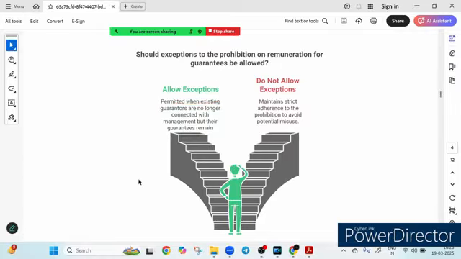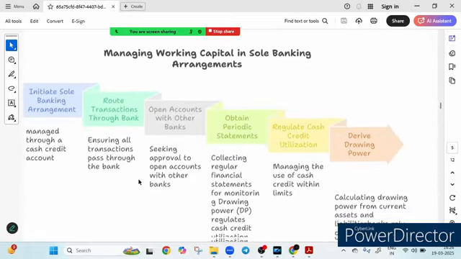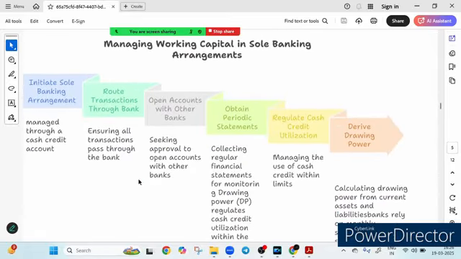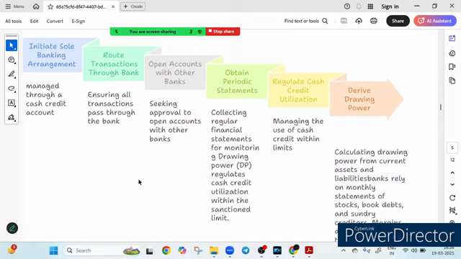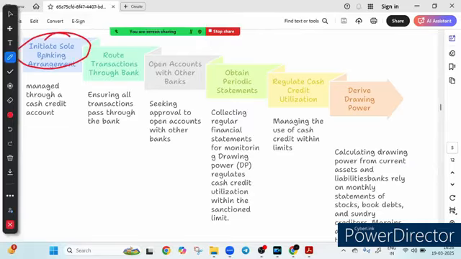Now let's shift our focus to the next slide, and in the next slide we are talking about managing working capital in a sole banking arrangement. Very, very important discussion we are going to have. So friends, you know how working capital is managed under a sole banking arrangement. First of all, initiate sole banking arrangement. Initiate sole banking arrangement means the business manages working capital through a single cash credit account with one bank. So the business has a cash credit account, or we call it CC account, with a bank, through which working capital is managed. Simple and centralized.